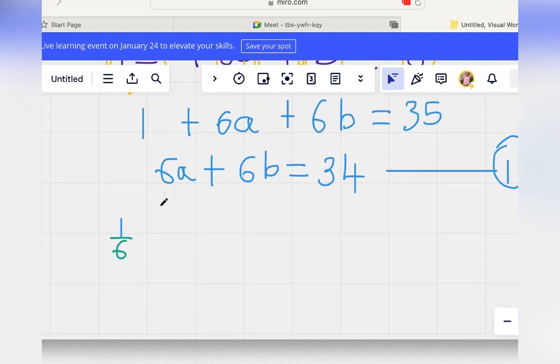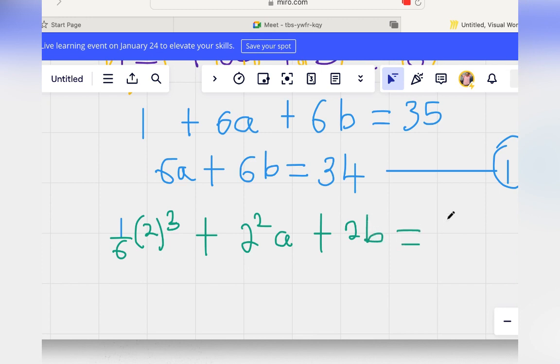N is 2. So I'm going to say multiply by 2 to the power of 3. Then plus 2 square, and n is 2, 2 square times a, which is 2 square a, plus 2 times b, which is 2b, equal to 16 maths.